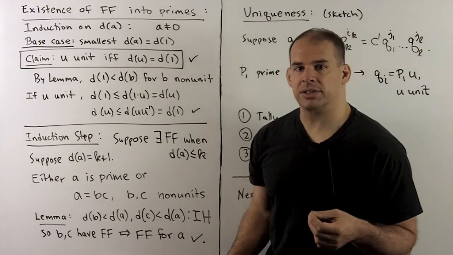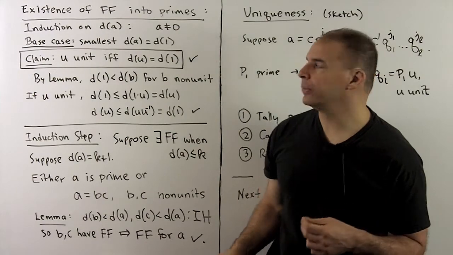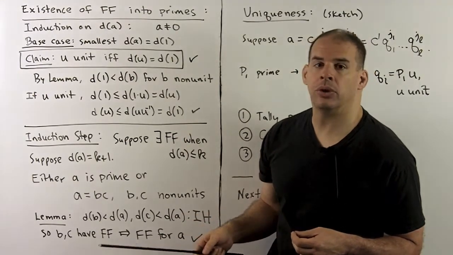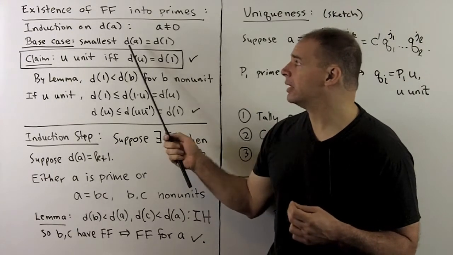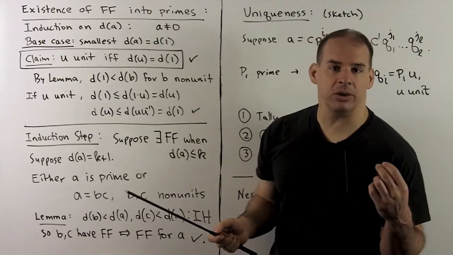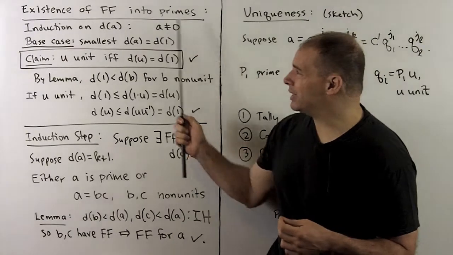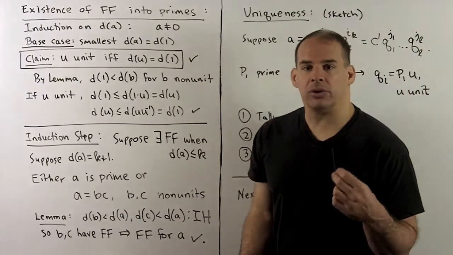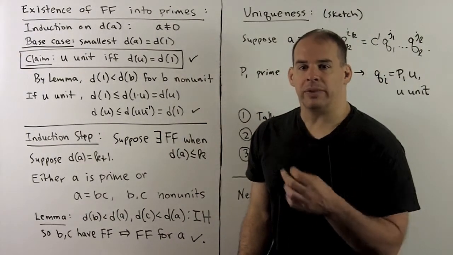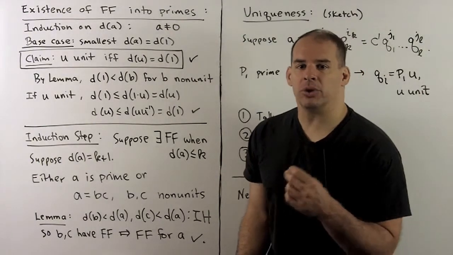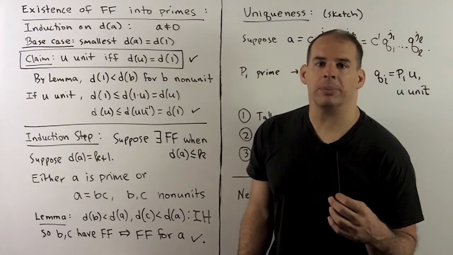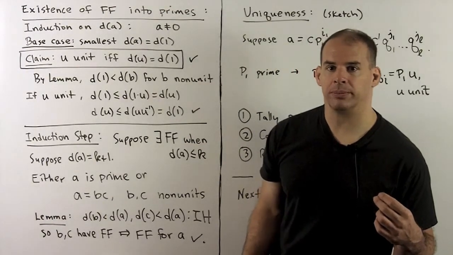To show existence, we use induction on D of A, where A is non-zero. For the base case, we use the elements with the smallest D of A. It's equal to D of 1, and these are going to be the units. Now, what is D of 1? Well, that depends on the Euclidean domain. For the integers or Gaussian integers, D of 1 is 1. For polynomials over a field, D of 1 is 0, the degree of a constant function.